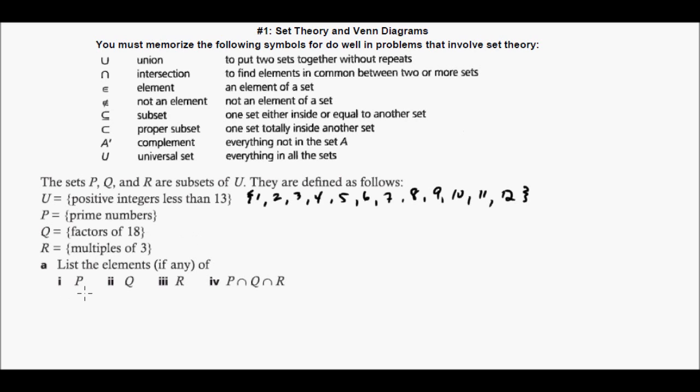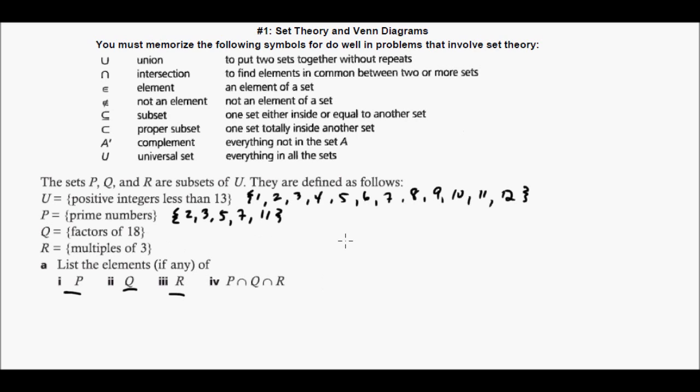Okay, so they want us to list the elements of P, Q, and R. So I'm just going to do them right here. Okay, so no, 1's not a prime number. So we start with 2, 3, 5, 7, and 11. Remember, a prime number just has two factors, one and itself.